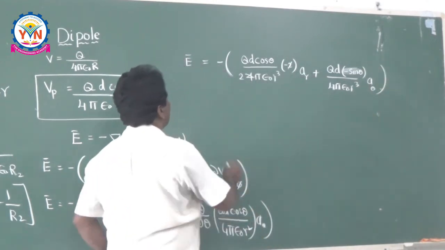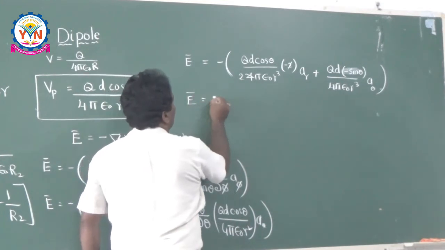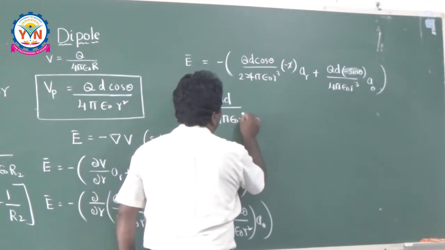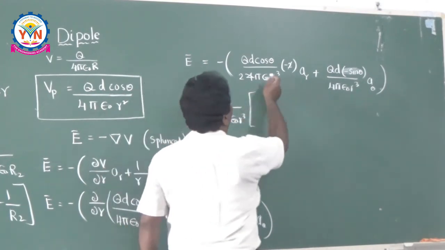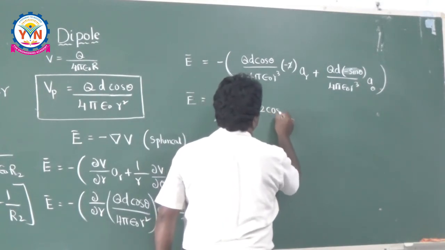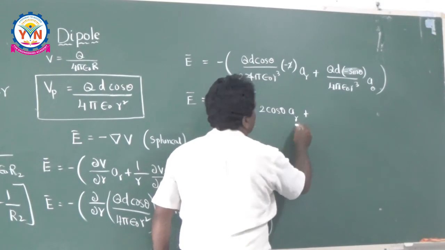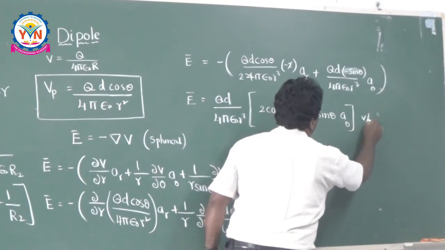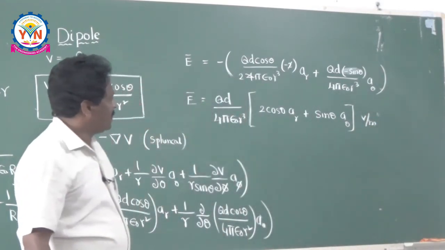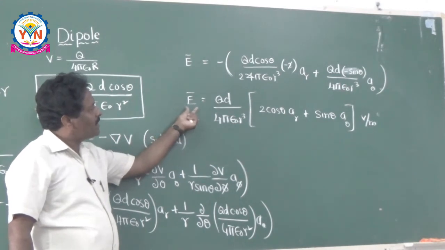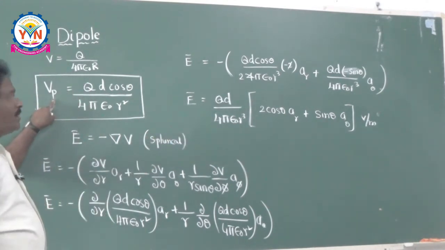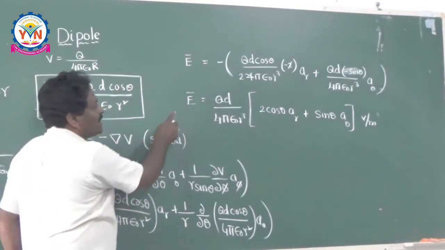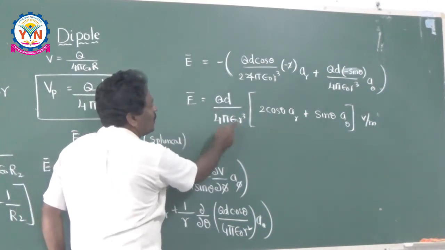So this is the expression. After simplification, you can say E bar is equal to QD by 4 pi epsilon naught R cube, taking it as common, then it becomes 2 cos theta AR plus sin theta A theta, in volt per meter. This is nothing but the electric field intensity. You see how simple it is to get this electric field intensity if you know the potential V here, because Vp is equal to Qd cos theta by 4 pi epsilon naught into R square. But the electric field intensity is inversely proportional to the cube of the distance here.